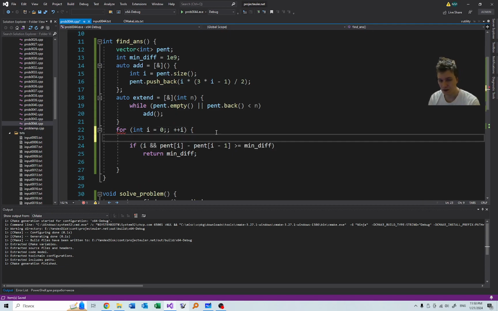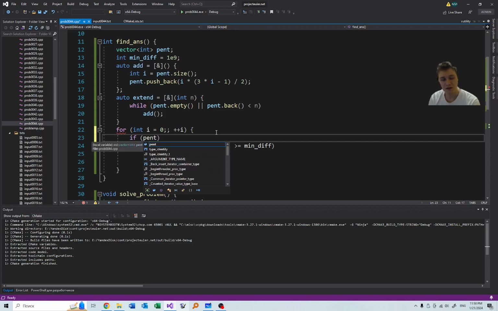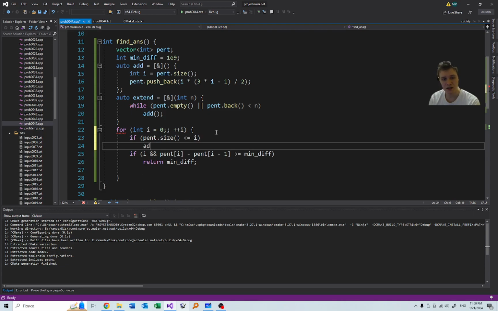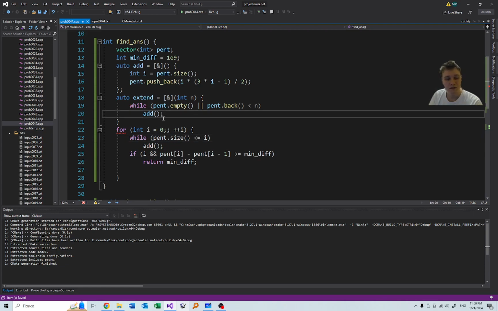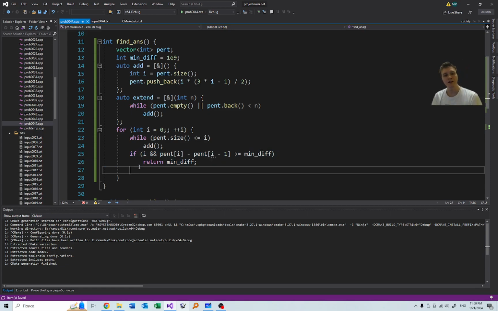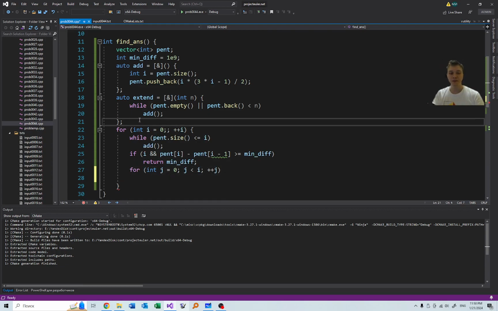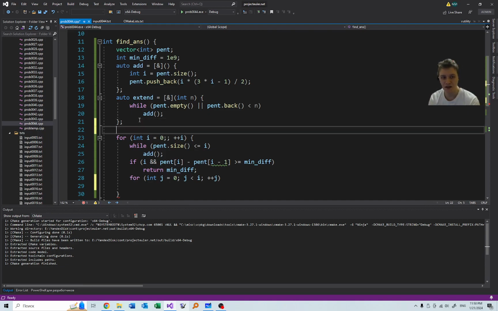Okay, so here, if pent.size is at most i, then I need to add, or even while. Then, if this is already the answer, return the answer. After that, let's go through all numbers j from 0 less than i. So we need to check if a number is a pentagonal number.